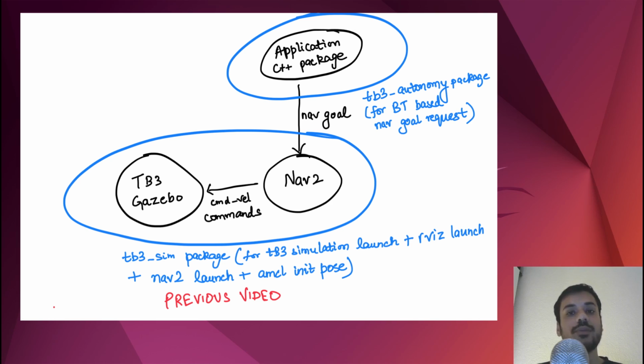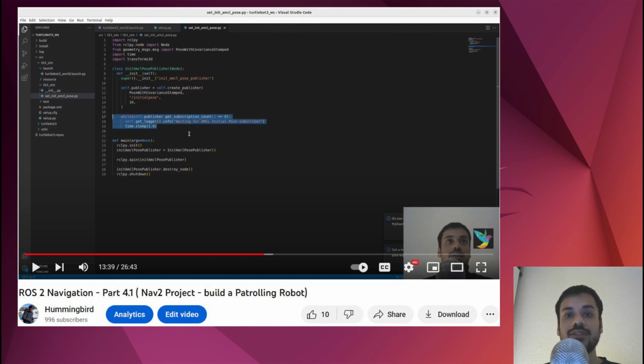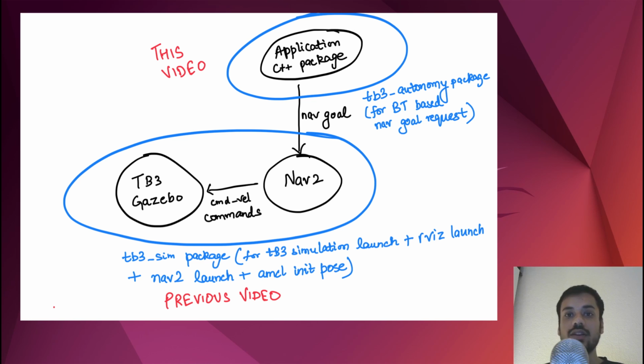But in this video, we complete this project with the second half. We build our application package in C++. This package will be called tb3_autonomy, and it will be responsible for sending Nav2 goals to Nav2 running, and Nav2 will then in turn ask tb3 Gazebo using command velocity values to move the robot to whatever location we want. The first part, which is tb3_sim package, is already ready, right? Because we did that in the previous video. In this video, let's start looking at our application C++ package and build it from scratch.